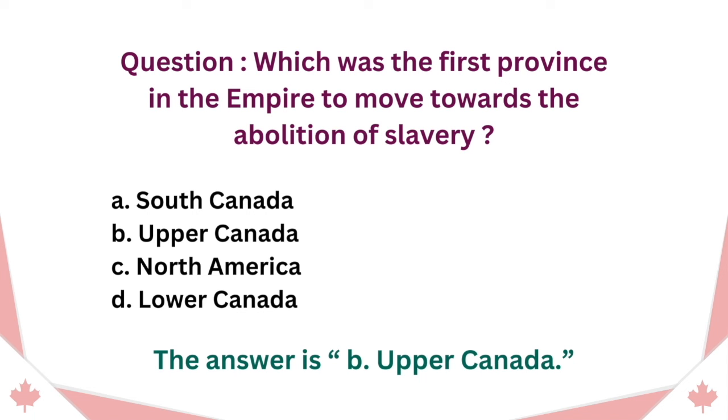Question. Which was the first province in the empire to move towards the abolition of slavery? A. South Canada. B. Upper Canada. C. North America. D. Lower Canada. The answer is B. Upper Canada.